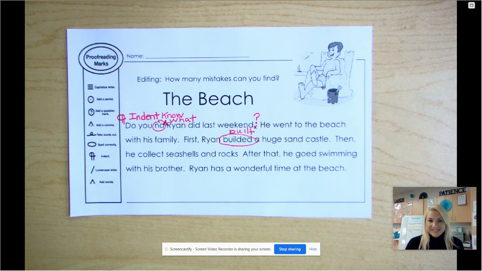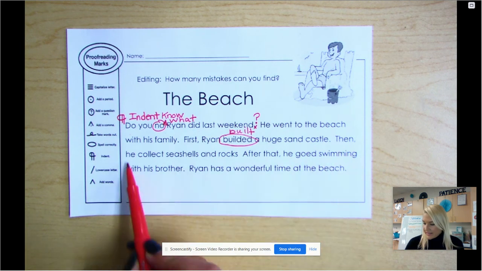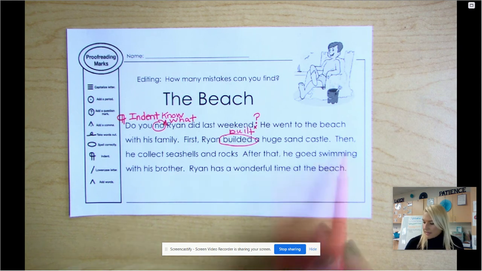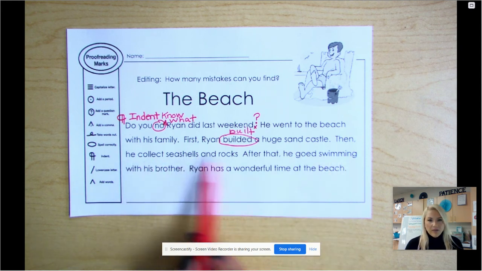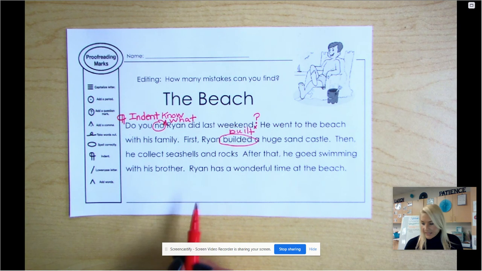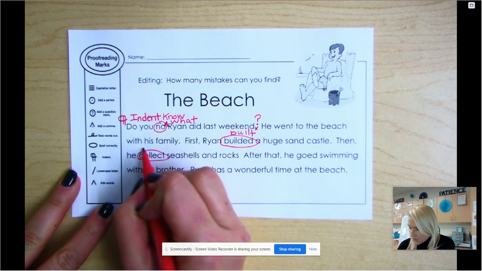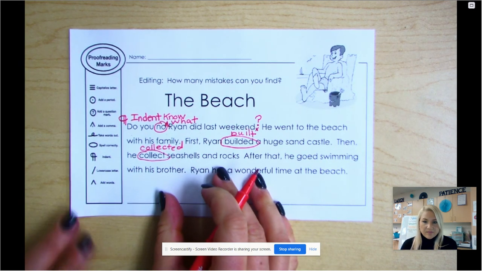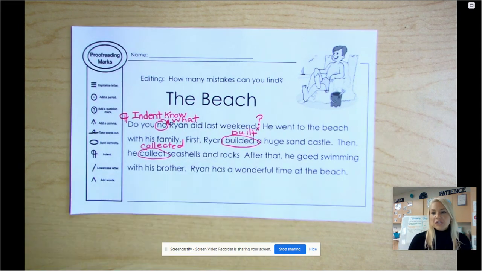Let's look at the next sentence. Then he collect seashells and rocks. Something wrong with our verb here again. Then he collect seashells and rocks, or then he collected seashells and rocks. If you said collected, you're correct. So this needs to be changed to collected. And you need to add the ed for the correct verb tense. Make sure you're watching that in your story. Some of you are going from current to past and you're switching it up. Make sure you have the right type of verbs when you're adding your suffix endings in your piece.